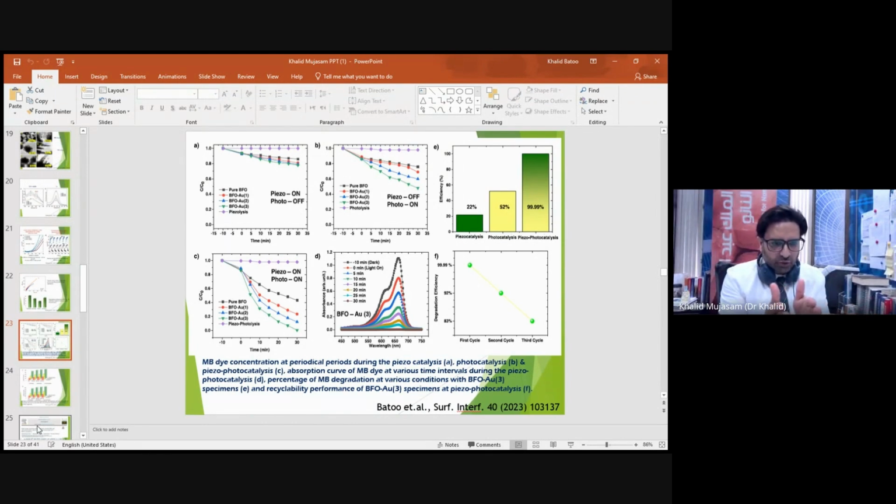So in the piezo photocatalysis, we saw that the efficiency percentage is higher compared to the pure photocatalysis part or the pure piezo catalysis part. And for the degradation efficiency, we saw that in the first cycle the efficiency was very high, almost 99%, but it went down as we tried to reuse this material up to the third cycle. And the absorption period, as you look at picture D, the illumination part was only for 30 minutes. The whole process was carried out during that time.